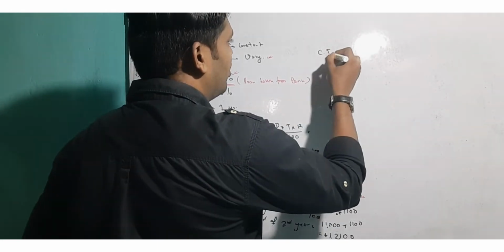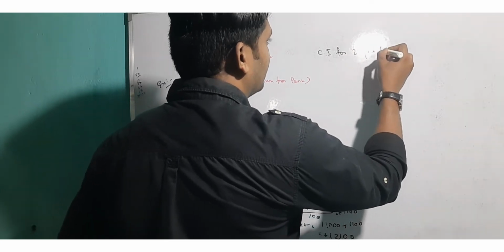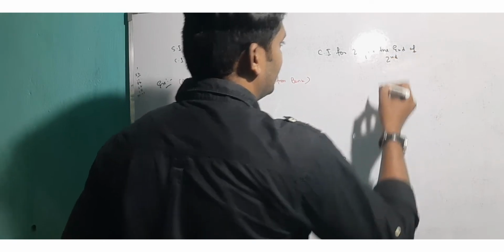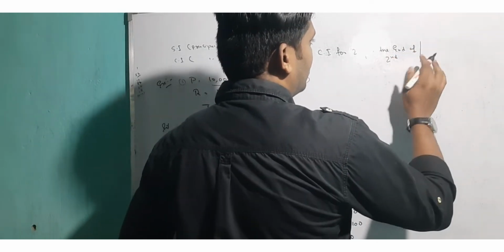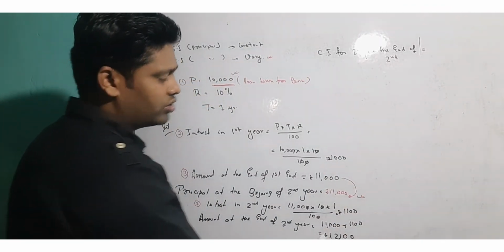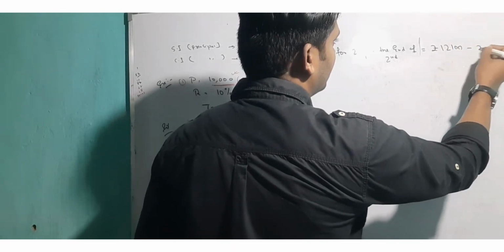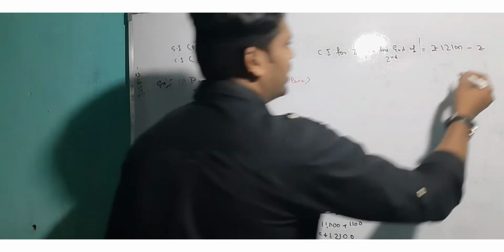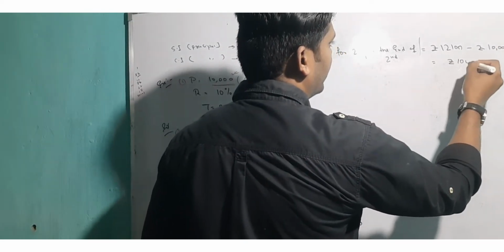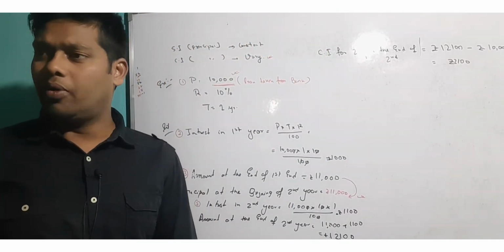So compound interest will be how much? Compound interest for second year you can say, or at the end of second year you can say, okay, or many things are there, equal to how much? 12,100 amount at the end of second year, minus principal at the starting is how much? 10,000, no? 10,000. So how much is there? 2,100, no? 2,100. This is the compound interest.